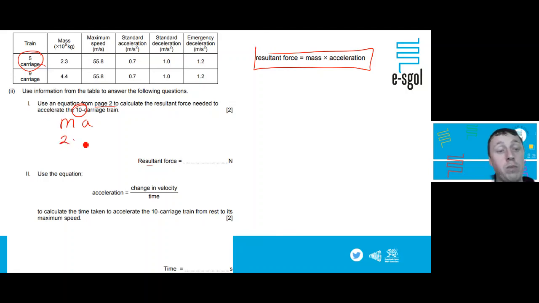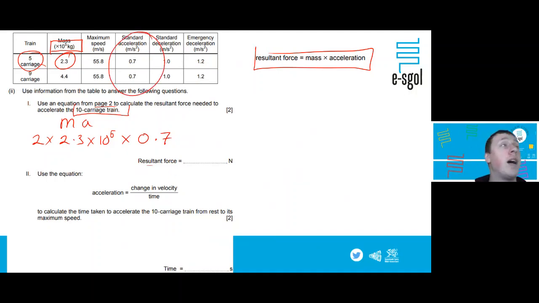So the mass is 2.3, but correct reading of the table will identify the times 10 to the power of 5. Correct reading of the question will see that it's a 10-carriage train. So there will be 2 times 2.3 times 10 to the 5, because you have 2 of these 5-carriage trains, and the acceleration, or the standard acceleration, should be seen as a value of 0.7 because you read the standard acceleration, and the resultant force should come out to a value of 322 times 10 to the 3, which is acceptable to place in here. 322 times 10 to the 3. You can convert it into full newtons of 322,000.